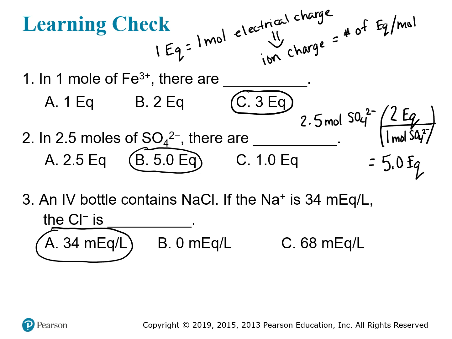Sort of, yeah. So the ion charge is going to tell you the number of equivalents per mole. If it's 3 plus or 3 minus, then you have 3 equivalents per mole. You're welcome.